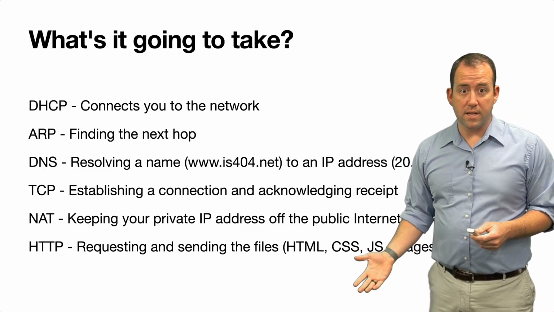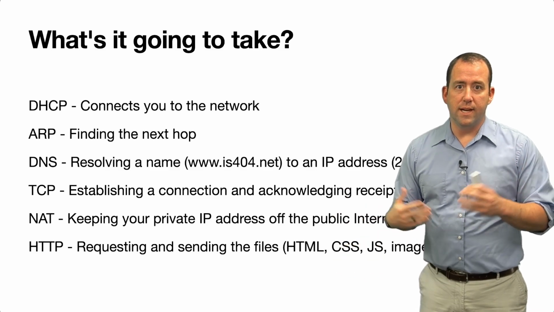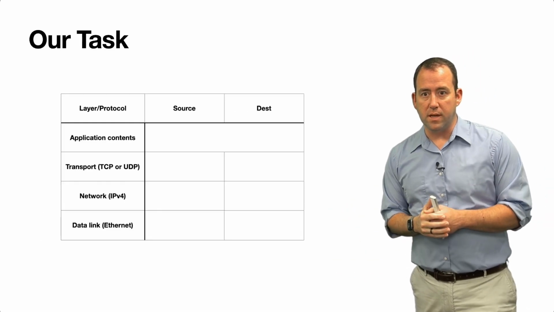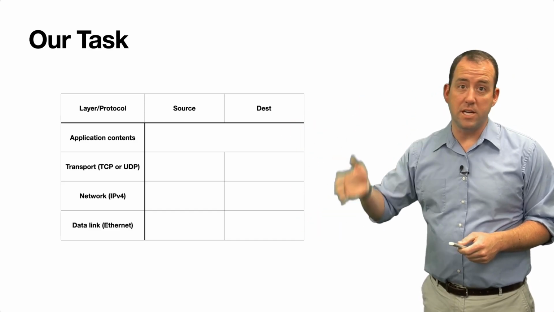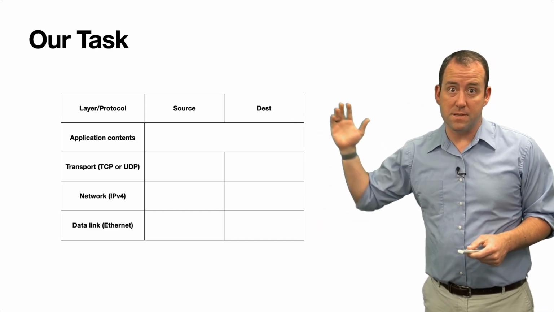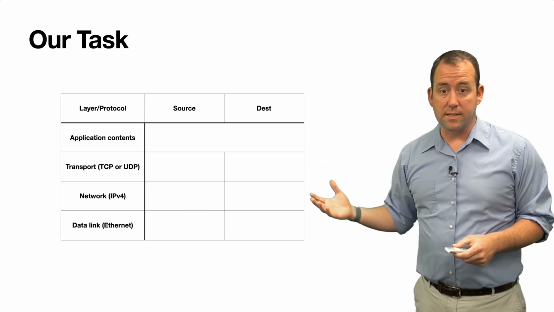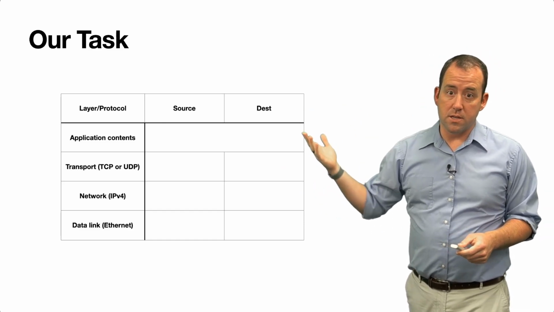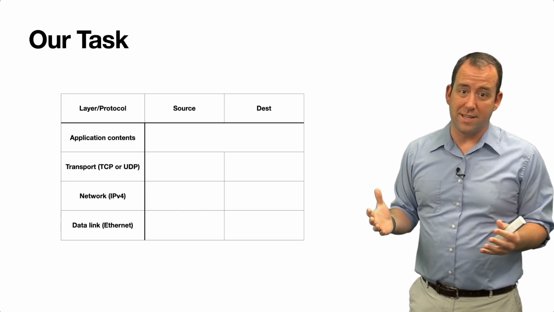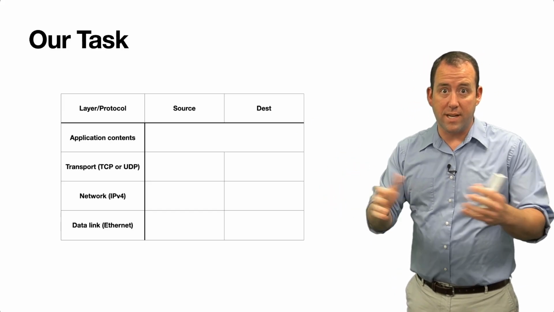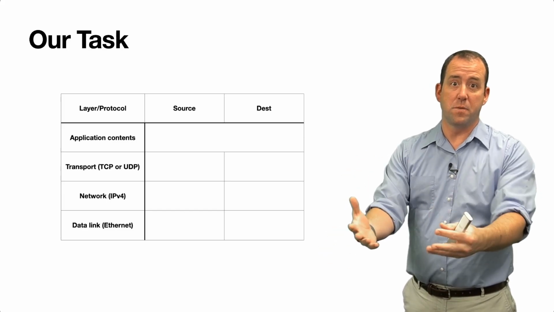So now that we've got HTTP, we've got all the protocols that we need, let's talk about what we're going to be working on. Our task here is going to be to fill out this table for each packet, sometimes multiple times as a packet moves across the network, because some of this information is going to change. So at the top layer, we have our application contents. What is the message that we are trying to send? That's really the purpose, right? Is to get data, some information across the network.